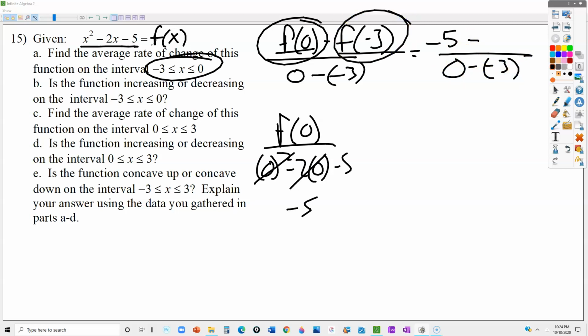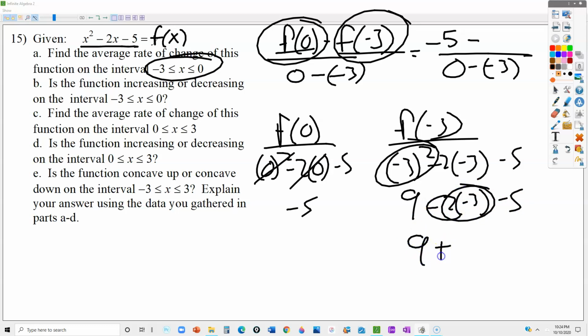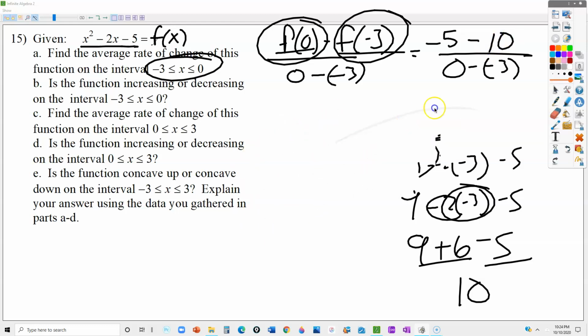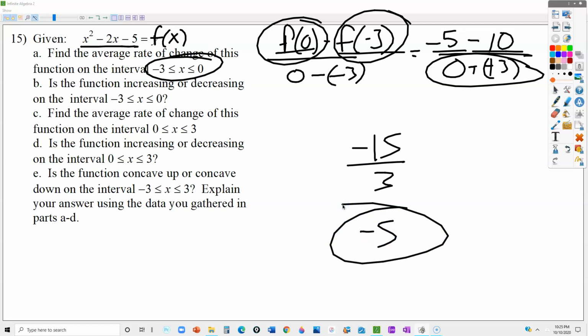Next, we need to find f of negative 3. So let's do that. Same thing, we're just going to plug it into the quadratic. Square that, I get 9. Multiply these two numbers, negative 2, and you end up with a positive 6. So I've got 15 minus 5 is 10. So I end up with 10 there. And so I've got negative 5 minus 10, that's negative 15. And then 0 minus a negative 3 is positive 3. So negative 15 divided by 3 is negative 5. Final answer, that's my average rate of change.